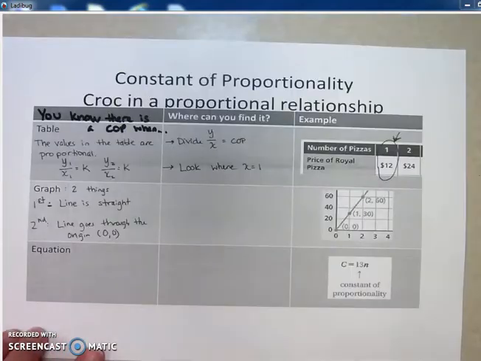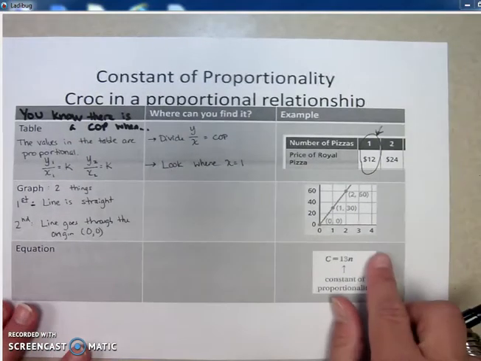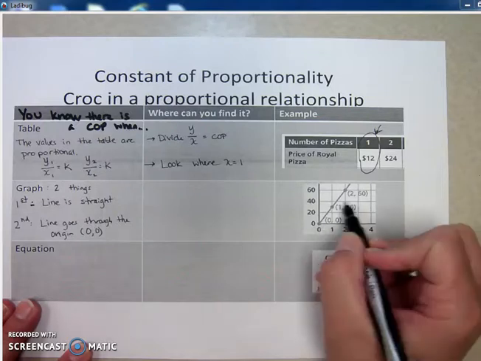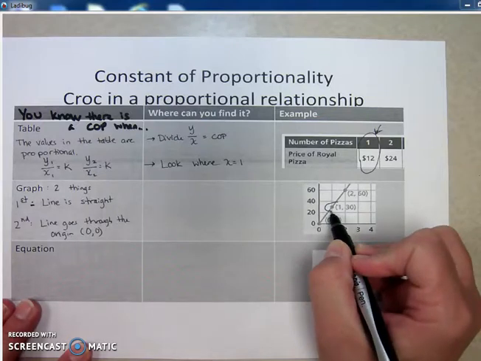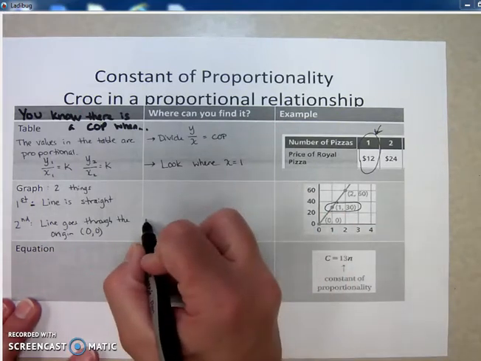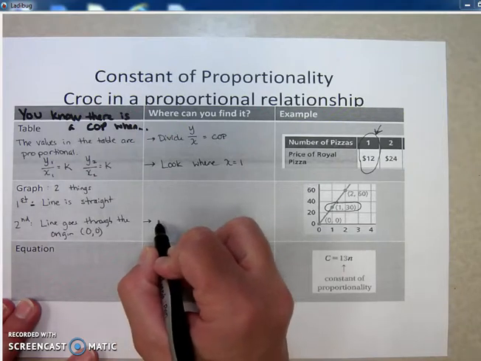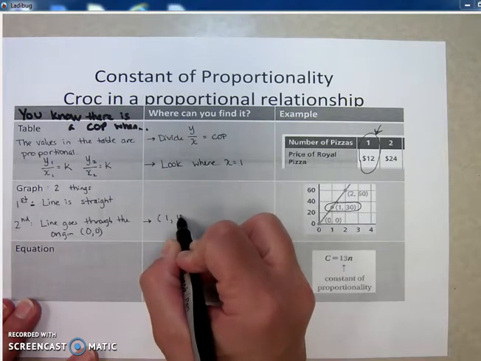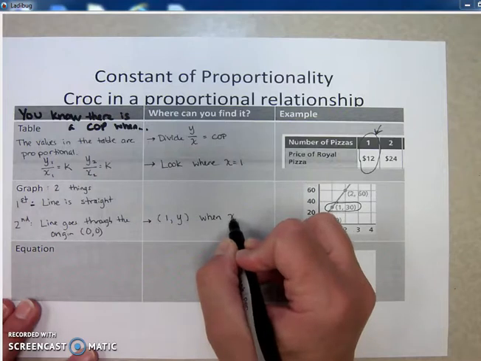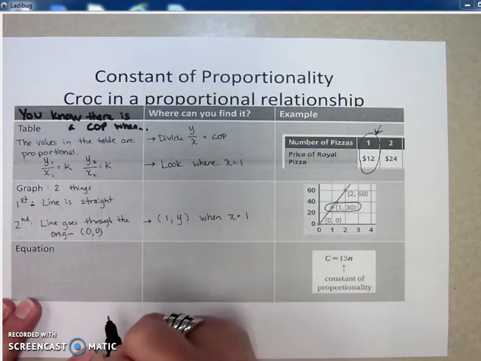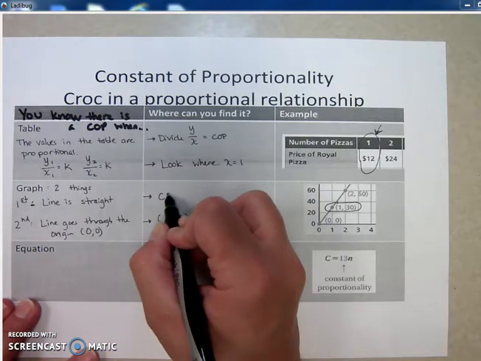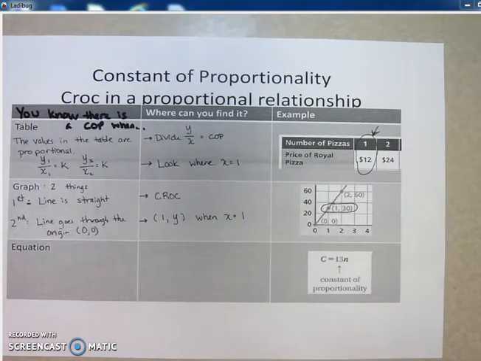So if it's not proportional, I wouldn't look for a constant proportionality. But when it is proportional, just like this graph, because see, the line is straight and it goes through (0, 0), the constant of proportionality is going to be at the point where x equals 1. So one place to find it is you look in the graph where x is 1, and that y value is the constant proportionality. Or if you know something else about the graph, like if you know the constant rate of change, it's going to be the same as the constant of proportionality.